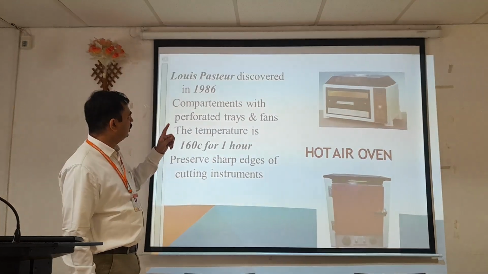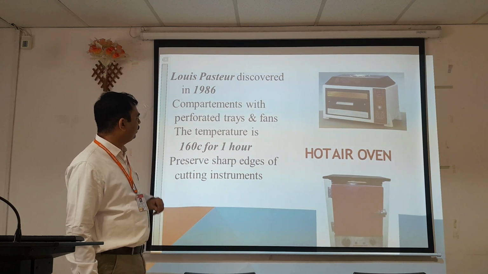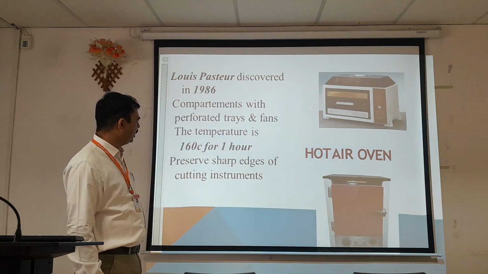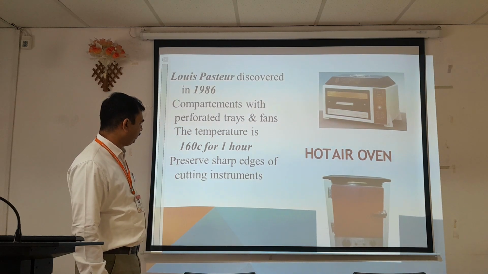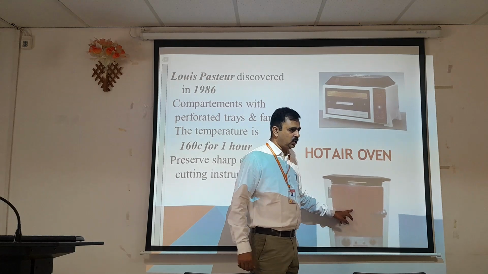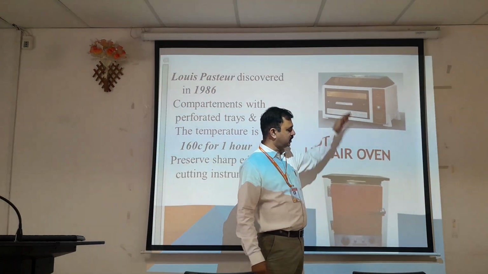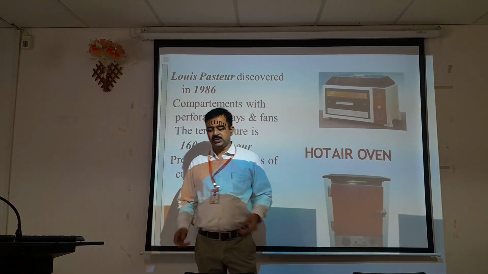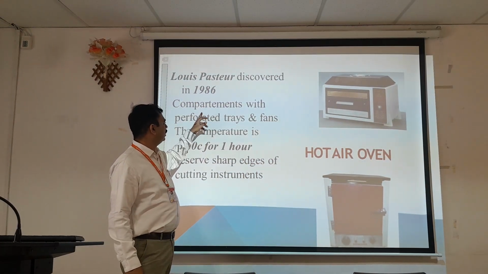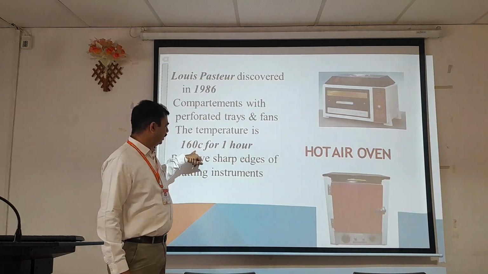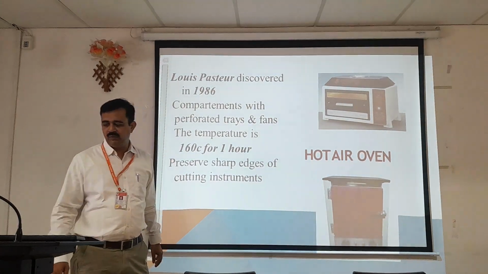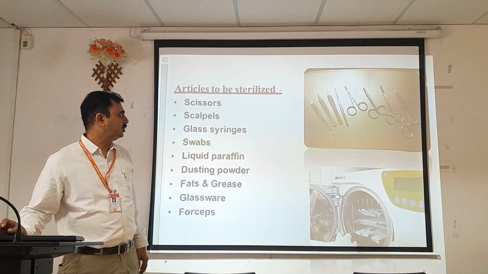Now, Louis Pasteur discovered the hot air oven, with compartments with perforated trays and fans. The temperature is 160 degrees for 1 hour. It preserves the sharp edges of cutting instruments. This is the hot air oven. It has different trays inside it, and onto the trays you can keep your equipment. If you put it at 160 degrees centigrade for 1 hour, then the proper level of sterilization can be achieved.